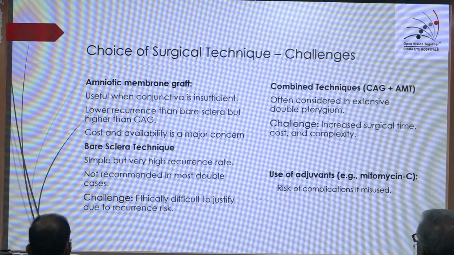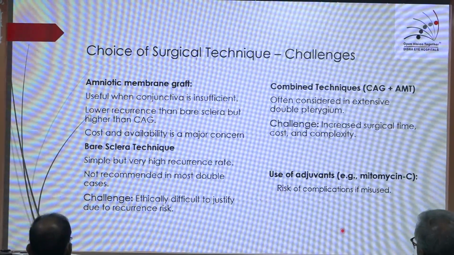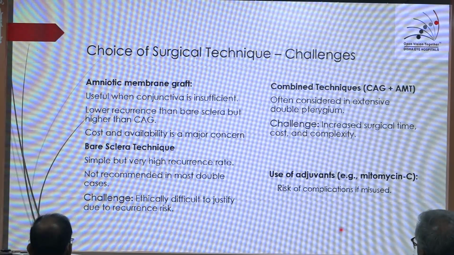Another is amniotic membrane graft, useful when conjunctiva is insufficient, with lower recurrence than bare sclera but higher than CAG. Cost and availability is a major concern. Bare sclera is nowadays not done because of the high recurrence rate. The combined technique is useful, but challenges include increased surgical time, cost and complexity. Use of adjuvants carries more risk of complications if misused.